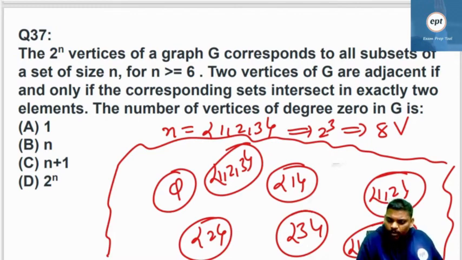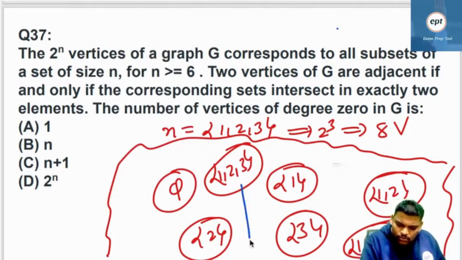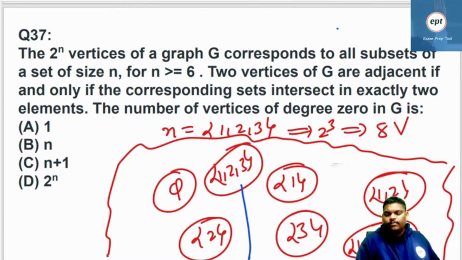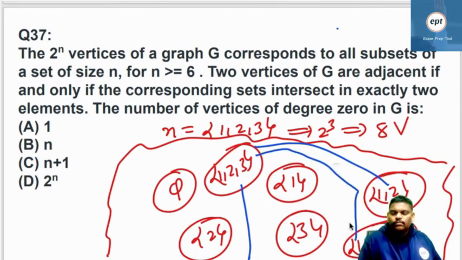Can you help me with one small thing? If I do the intersection of these two, will they meet? The intersection is 2 elements? Yes, they are adjacent. If I do the intersection of {1, 2, 3} and {2, 3}, 2 and 3 is exactly 2 positions. They should meet. Yes, true. If I do the intersection of these two, that will also be exactly 2.